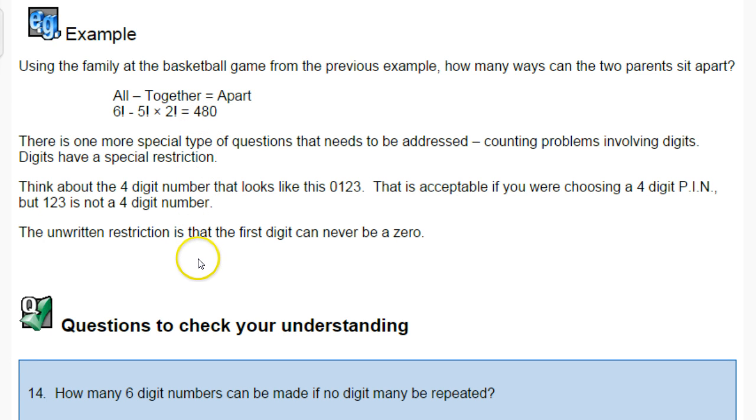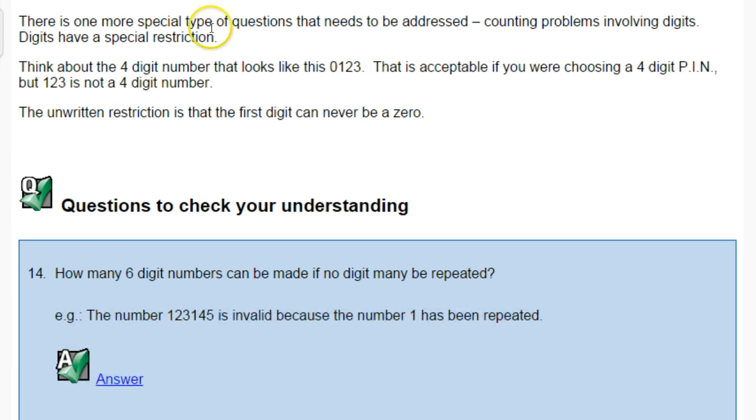I suggest you take a moment to pause here and to think about this particular problem. So there is a special restriction that deals with digits. When you are writing a 4-digit number, 0, 1, 2, 3 would be perfectly acceptable if you were to choose a 4-digit PIN. And they would behave as if they were letters. You could just as easily insert letters.